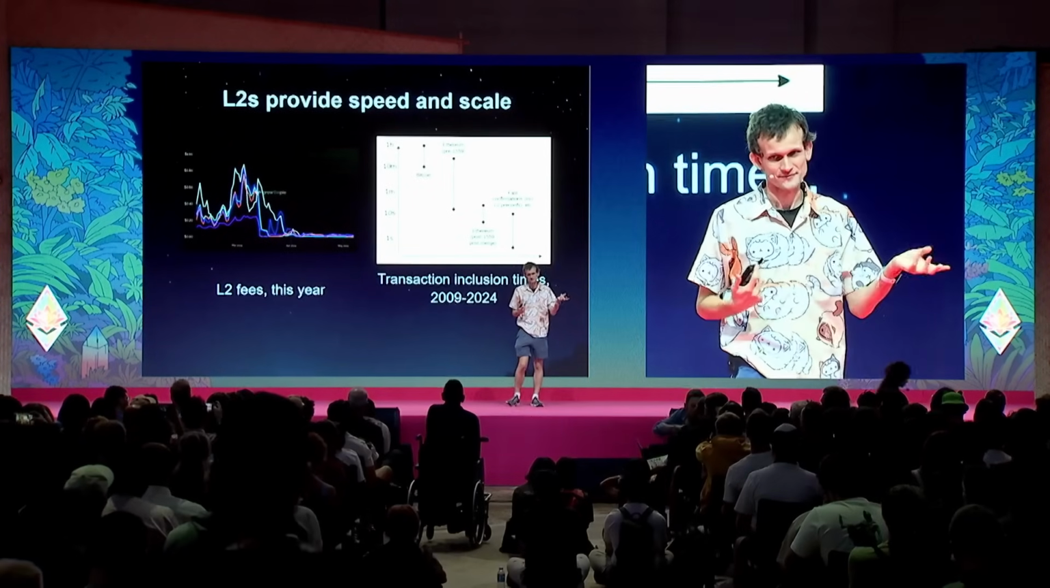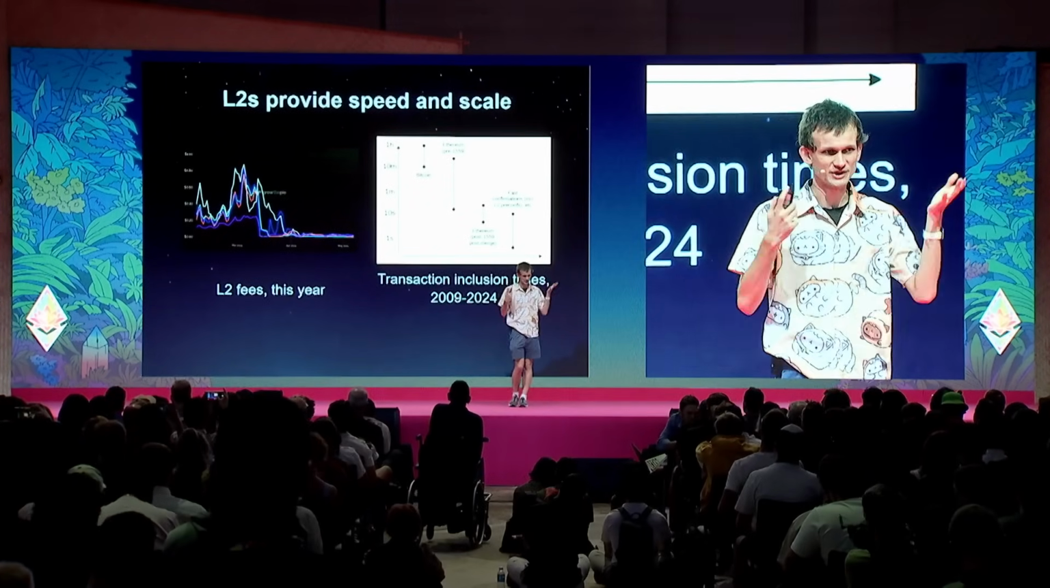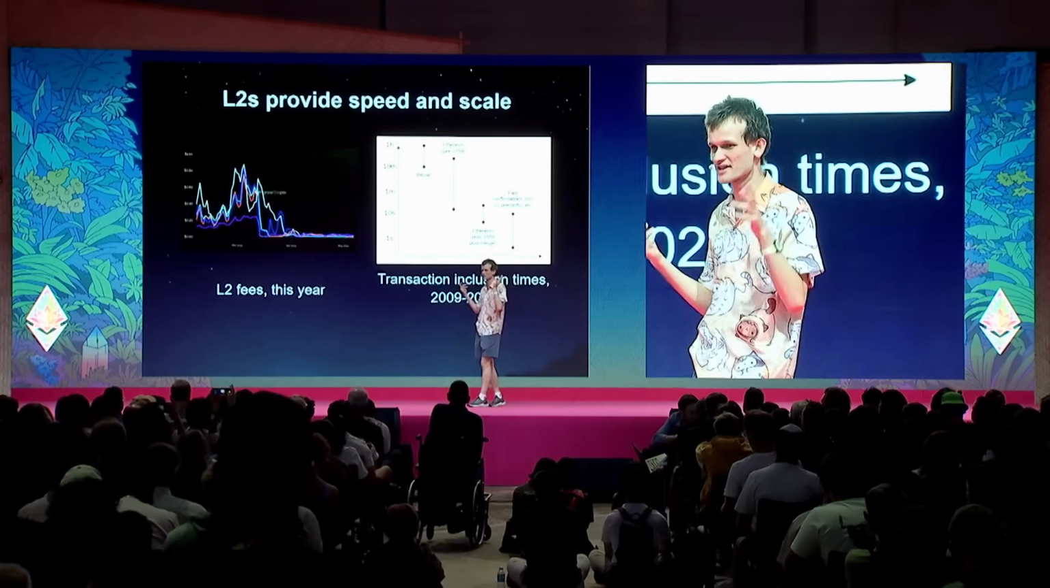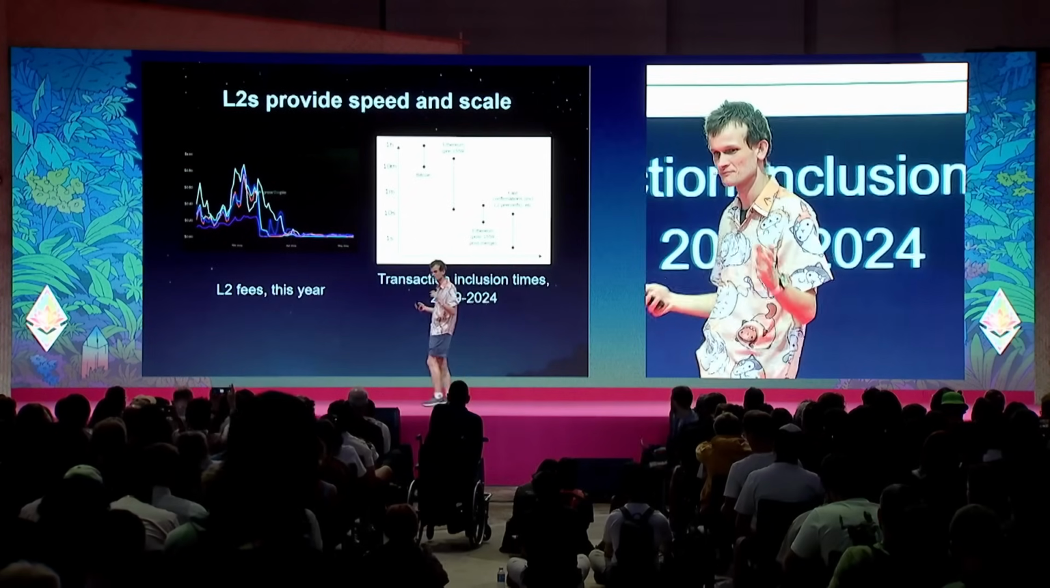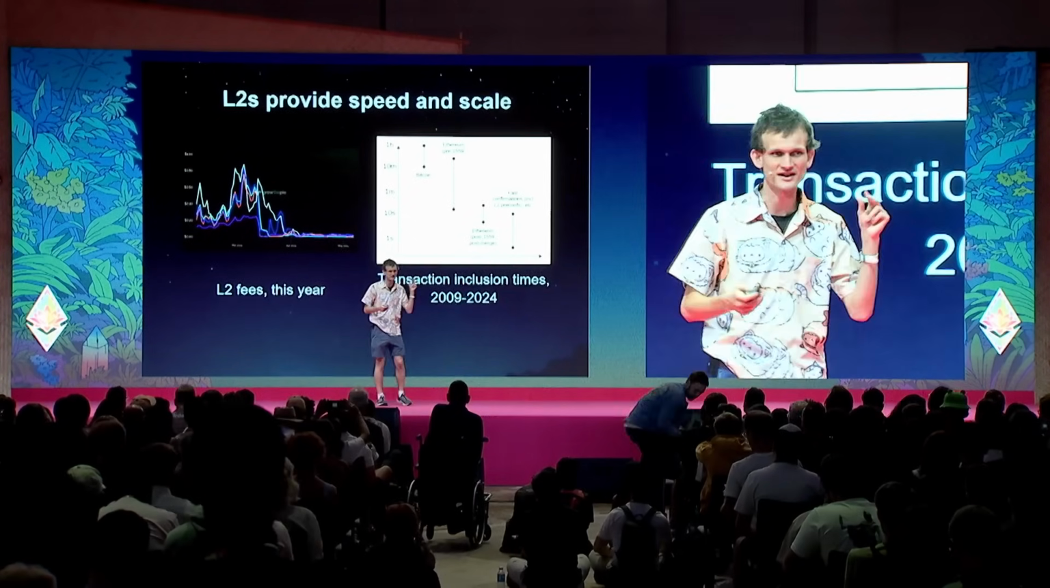So, okay, L1 runs some applications, and L1 protects the L2s. What do the L2s do? L2s provide speed and scale.